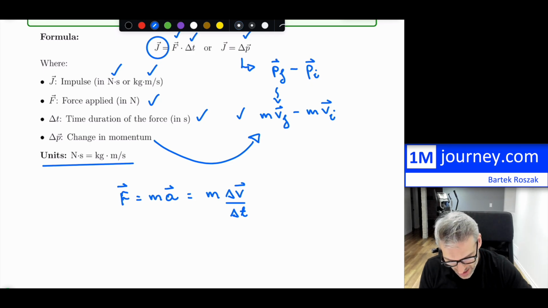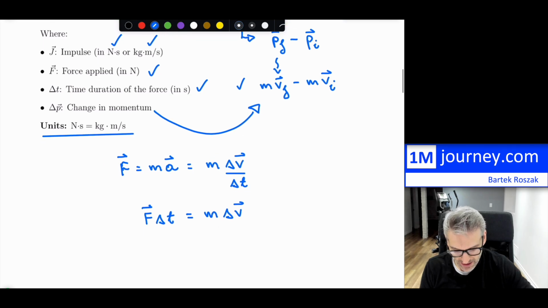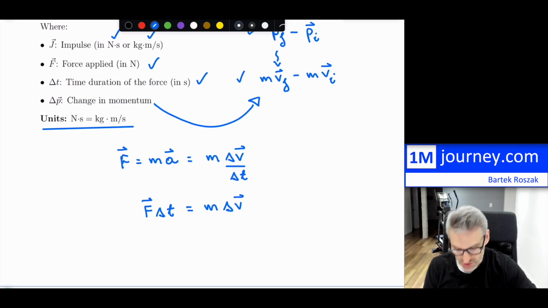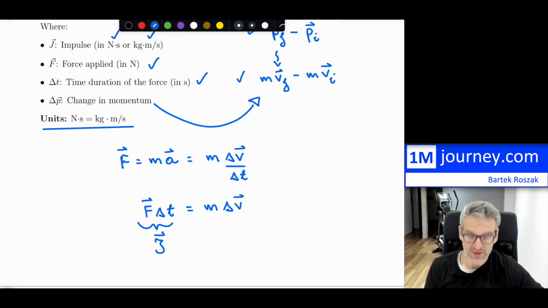So if we know that, here we can now rearrange this. We can take the delta t at the bottom and shift it over. When we multiply, we bring that over to the other side, and the mass and the delta v remain on the right-hand side, and there you have it. So here is your impulse. That is our impulse by definition.